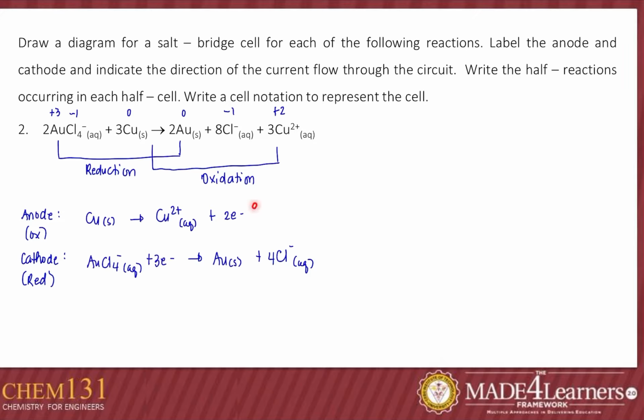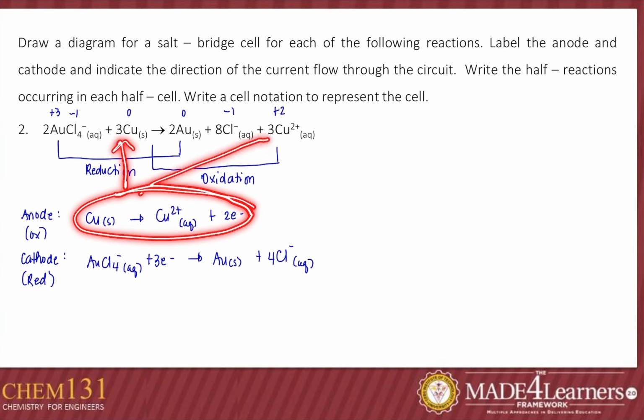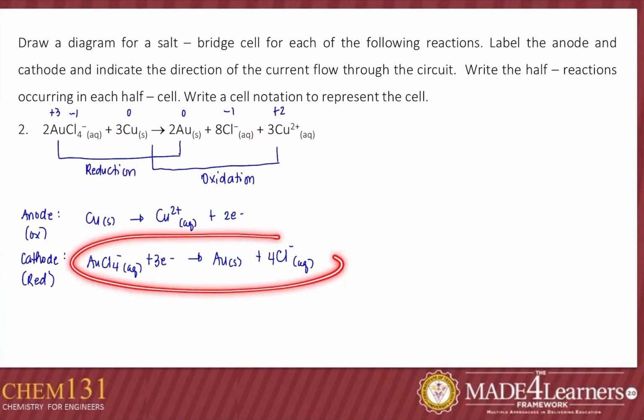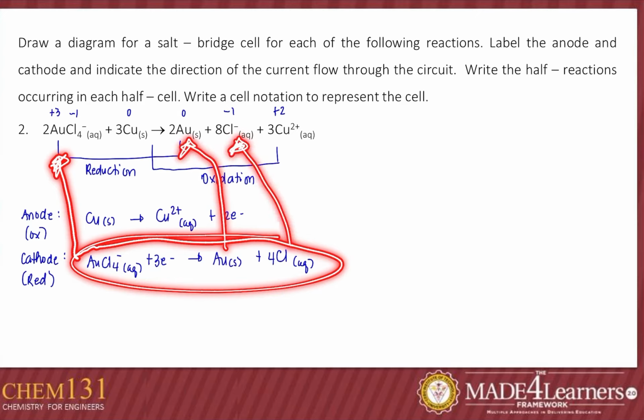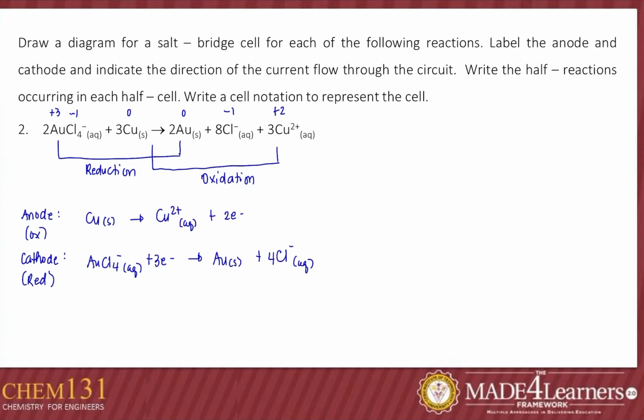So just follow this: the electrons are added on the right if it is oxidation, and on the left if it is reduction. And because this is 2 and this is 3, that explains why we multiply the first equation by 3, so that explains the coefficient here, 3. And we multiply the second equation by 2 to make the number of electrons 6. So that's 2 here, and this becomes 4. Okay, so these are the half reactions occurring in each half cell.